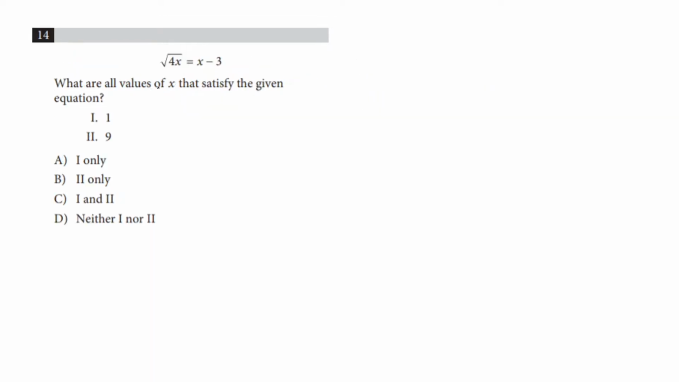Okay, so for this problem, we have the square root of 4x is equal to x minus 3. So what are all the values of x that satisfy the given equation? Alright, so we have two options, 1 and 9.